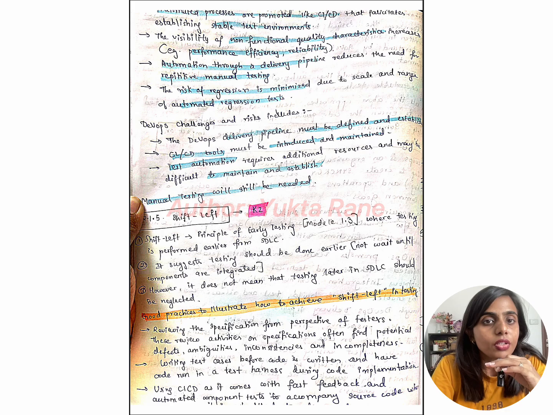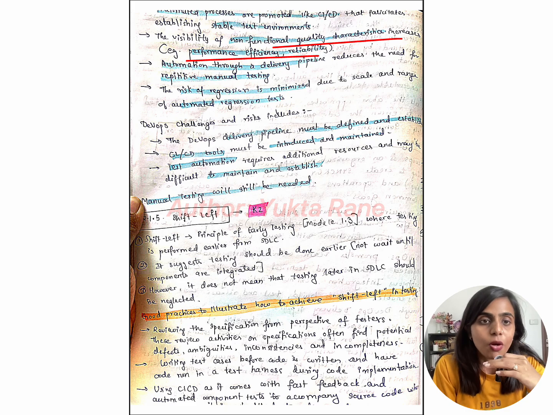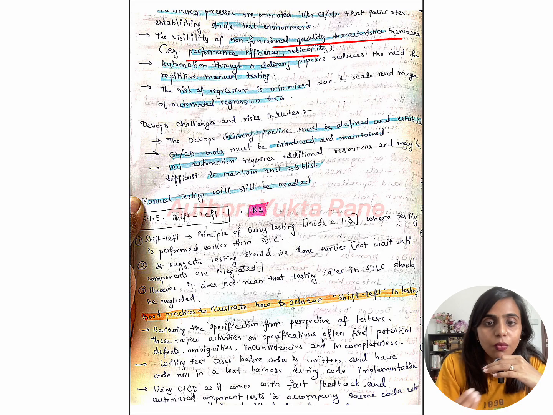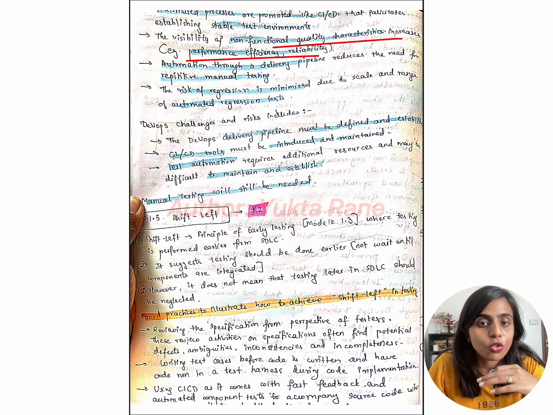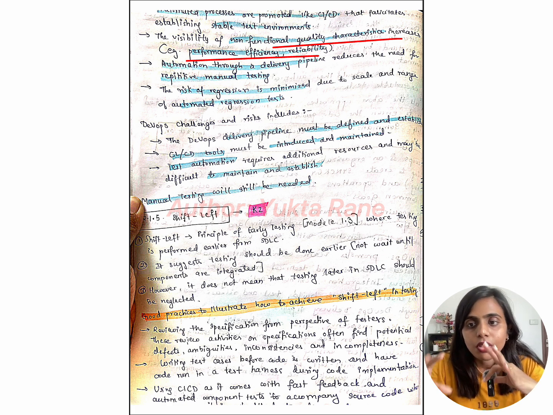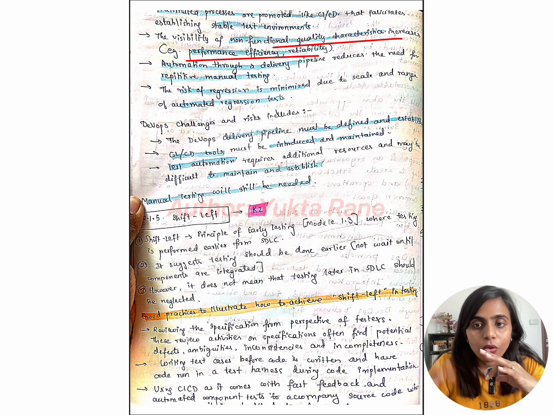The visibility of non-functional quality characteristics increases, that is performance efficiency and reliability. Non-functional means performance or load testing, where you don't focus on the functional aspects. What is the functional aspect? Basically, this is the input, this should be the behavior, or this should be the output. But performance is like, if there is any lag in the performance of the product, or when you bring more load on the system, is it behaving differently than expected? That is the non-functional aspect of it.